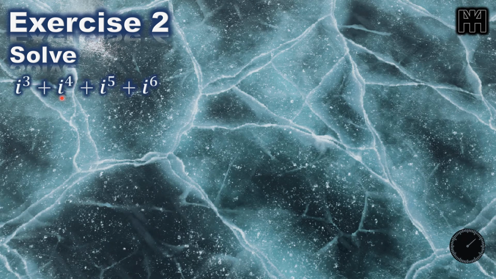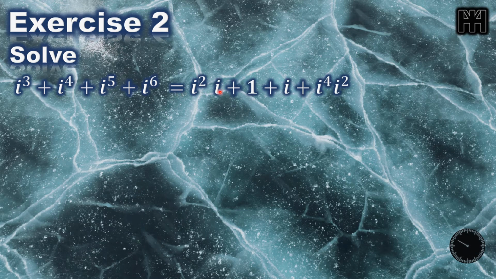Exercise 2. Solve i cubed plus i power 4 plus i power 5 plus i power 6. i cubed is i squared times i, as i squared is -1, so it is -i. We always know that i power 3 will be -i, and i power 4 is always equal to 1, and i power 5 is always equal to i, and i power 6 is i power 4 times i power 2, which gives -1. So we have -i plus 1 plus i minus 1. So -i will cancel out the i, and the 1 will cancel out the -1. So the final answer will be 0.